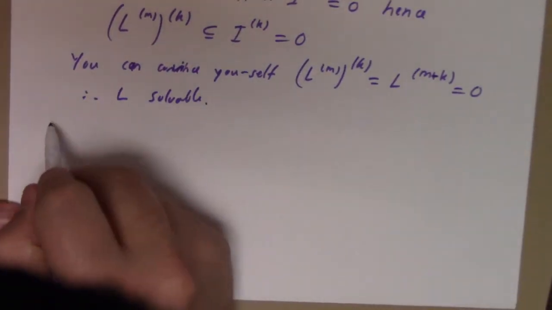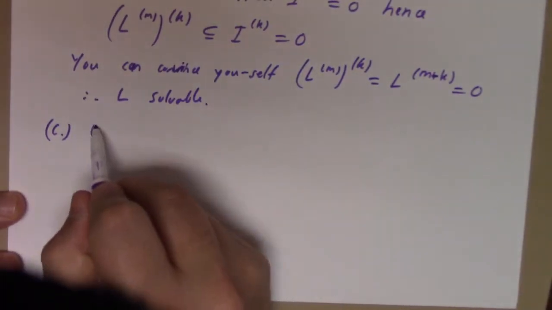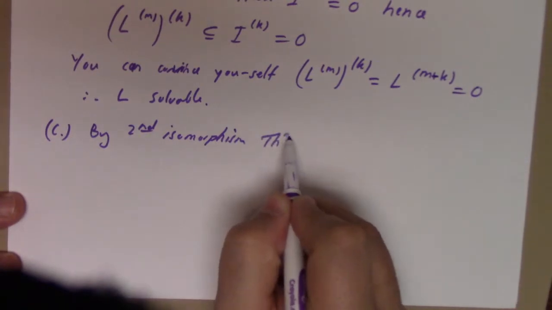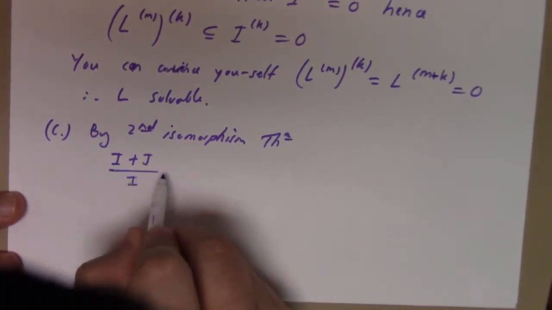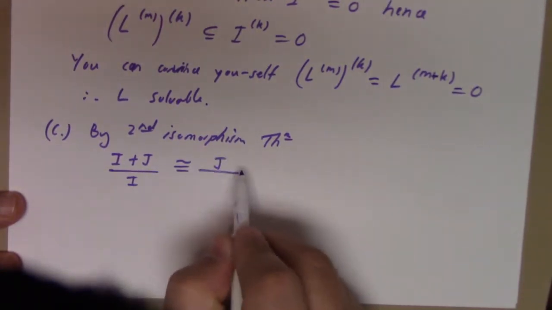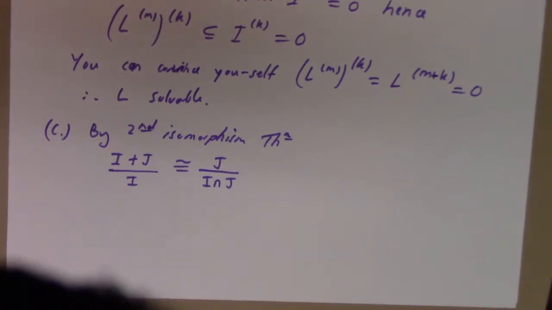Okay, so that brings us to the proof of part C. By the second isomorphism theorem, we have that I plus J mod I is isomorphic to J mod the intersection of I and J. Now what was our assumption here about I and J? Just that I and J were solvable ideals. What I just wrote down is the second isomorphism theorem.